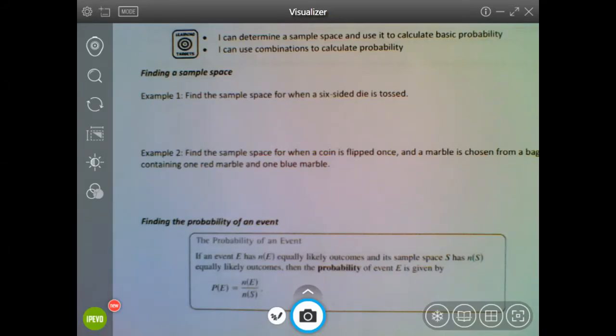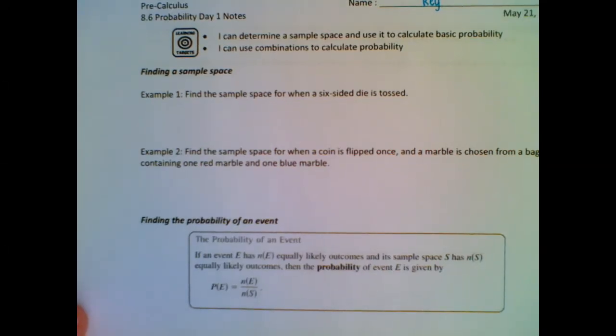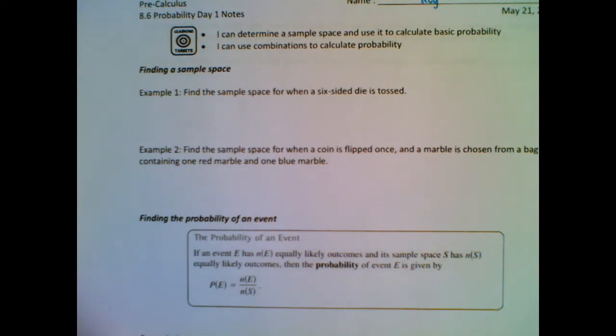Today we're going to be looking at some probability. We're going to be throwing in some of those combinations and permutations that we've been talking about over the last couple of days. But let's just review some probability basics. So we'll talk about some sample spaces, we'll talk about basic probability, and then we'll get into the combinations and permutations. So the first thing we need to talk about when we're talking about probability is the sample space.